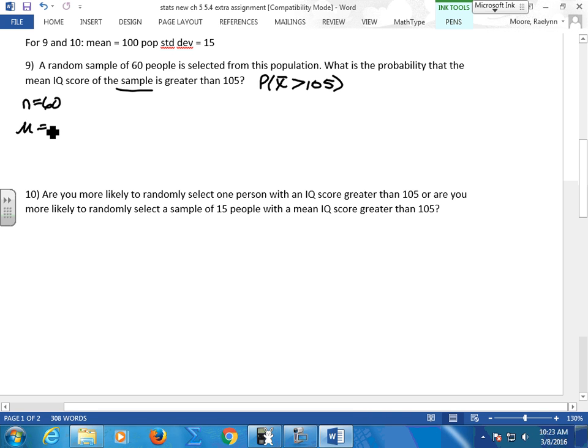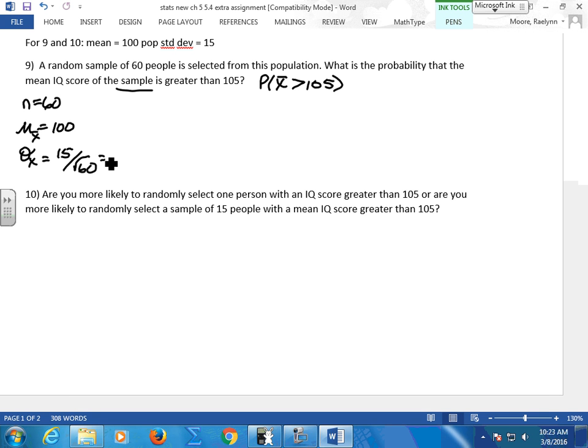Your mean, what is your mean for your population? So what is your mean for your sample? 100. This is what's going to change. We're going to do 15 over the square root of 60. What did that come out to be? You have it on your papers. This is what you handed in. 1.94. Thank you.